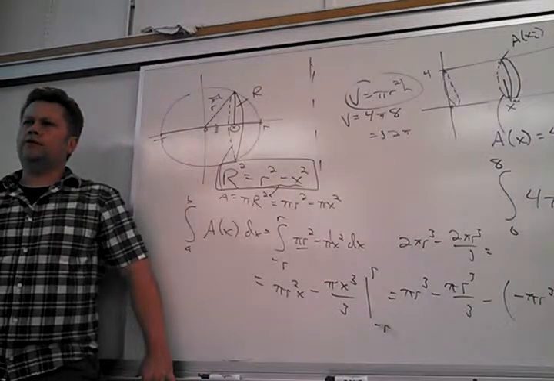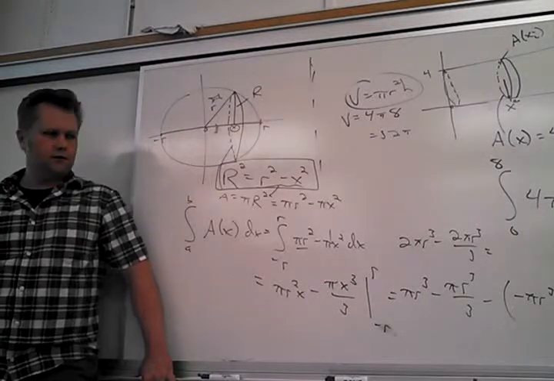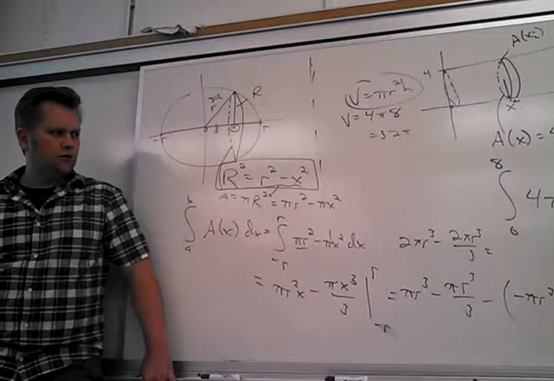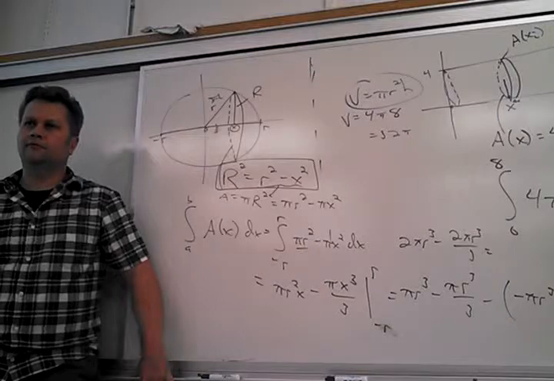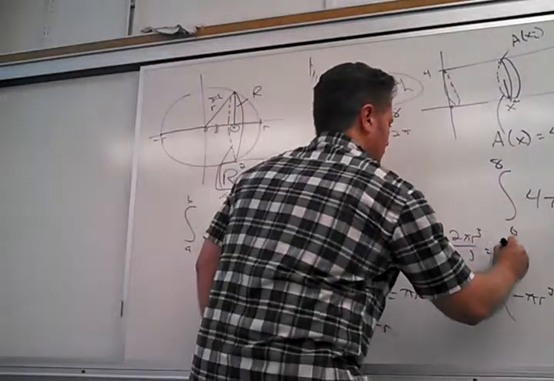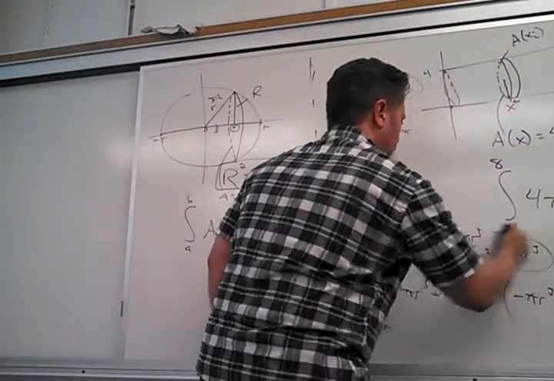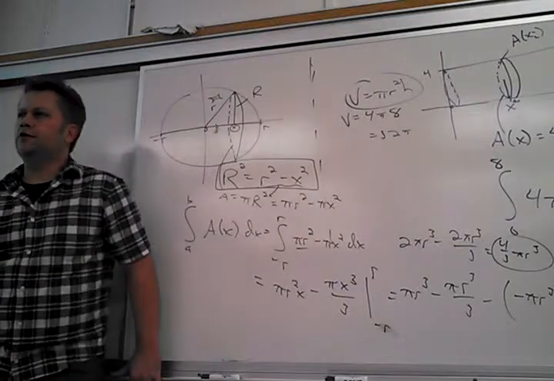This is all detailed stuff. This is just plugging stuff in, seeing where it leads. And what's 2 minus 2/3? 4/3. 4/3, all right. 4/3 pi r cubed. Bam. And that, of course, you should know is the volume of the sphere.